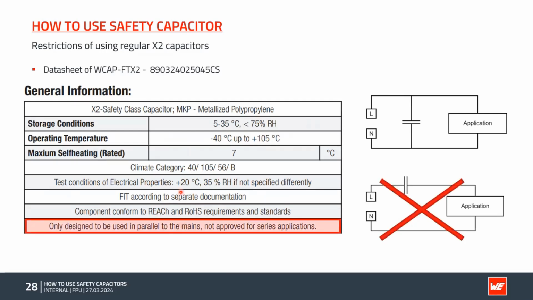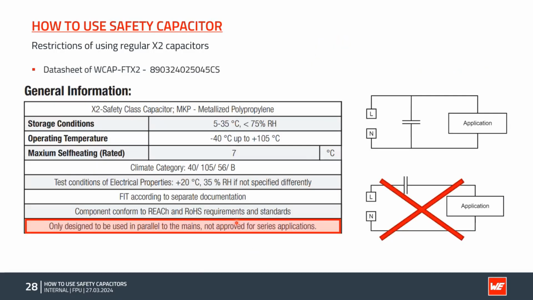Then one restriction I want to talk about shortly is that you have to take care that the Y caps or the X capacitors, most of them are designed to be used in parallel to the application, like parallel to the mains, and not approved in this kind of series application, like what's called a capacitive power supply or a capacitive dropper. And this is all mentioned in the data sheet.